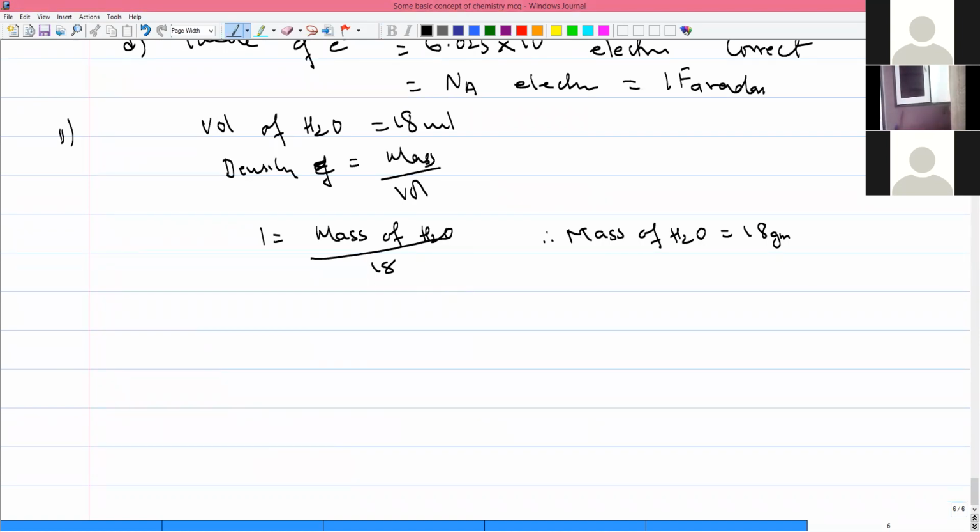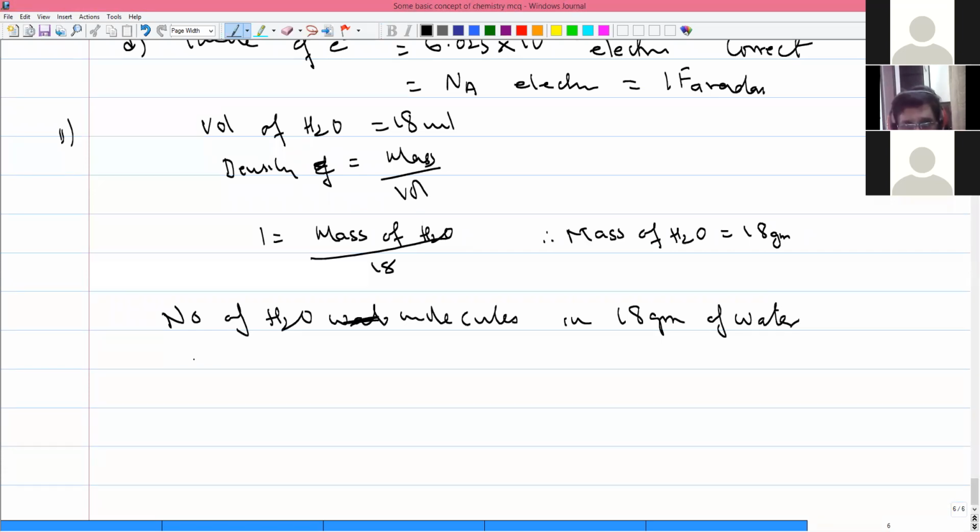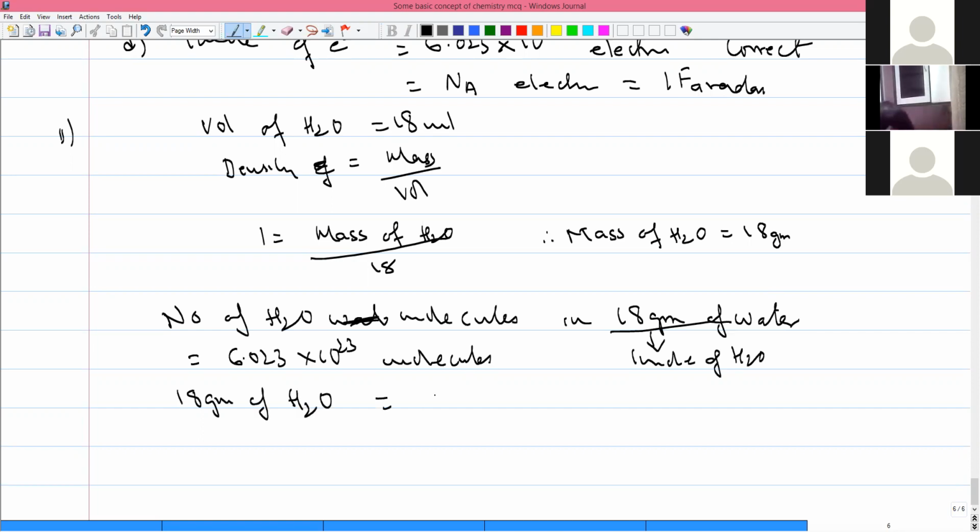Now we have to find out the number of electrons present. So the number of water molecules in 18 gram of water is equal to 6.023 × 10²³ molecules. 18 gram of water means 1 mole of water, and 1 mole of water means 6.023 × 10²³. So what did we get? 18 gram of water contains 6.023 × 10²³ molecules. But they asked not for molecules, they asked for the number of electrons.